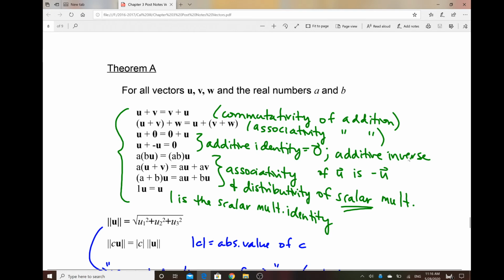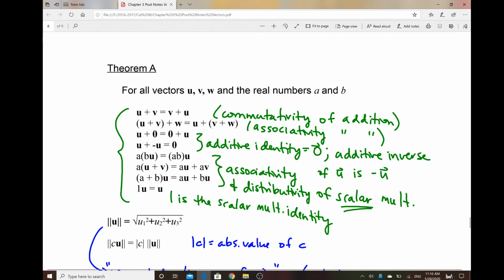And then the additive inverse, so u plus negative u will be 0. So the associative property: a times the quantity of b times u. This is the multiplication associative property of the vector. So it's the same as the quantity of a times b times u.